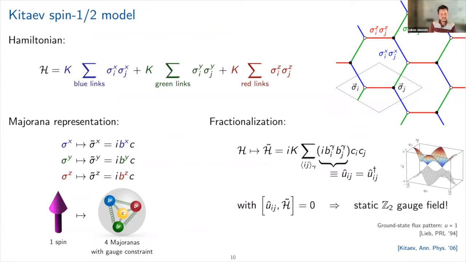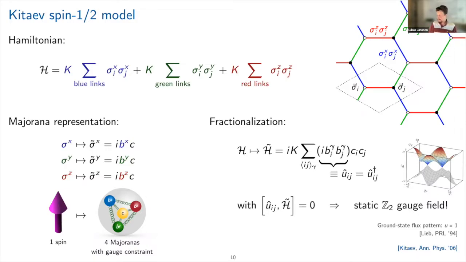So that's the way this exact solution works: you go into sectors where these Uij are diagonalized together with the Hamiltonian, so you can just replace them by numbers. And since these are Hermitian operators that square to one, these numbers are just plus or minus ones, because the eigenvalues are just plus or minus ones. That means these U operators are a representation of a Z2 gauge field, but a static Z2 gauge field because they do not fluctuate. Whenever you're in a sector of a given Uij configuration, you remain in that sector because the operator is conserved.